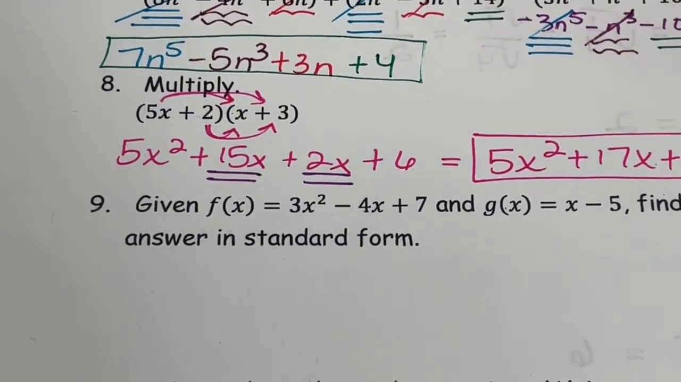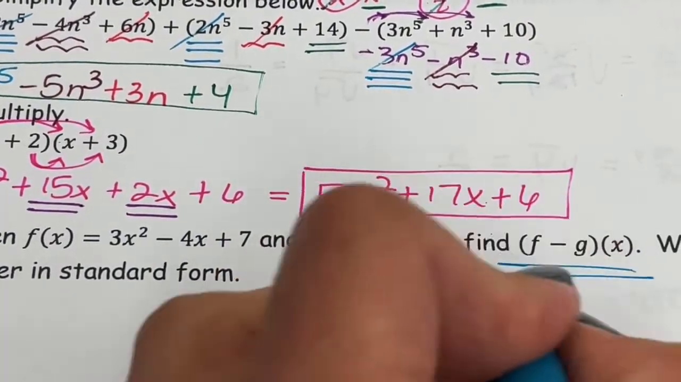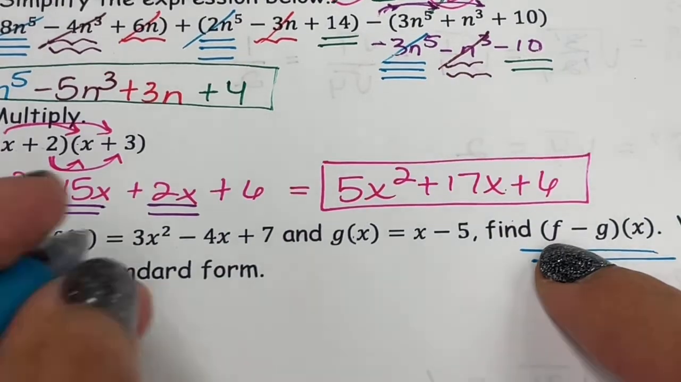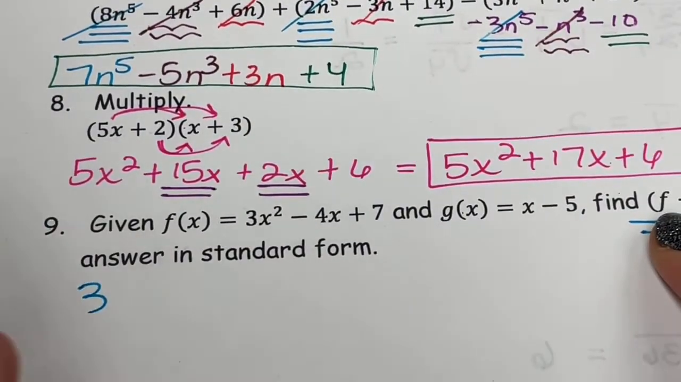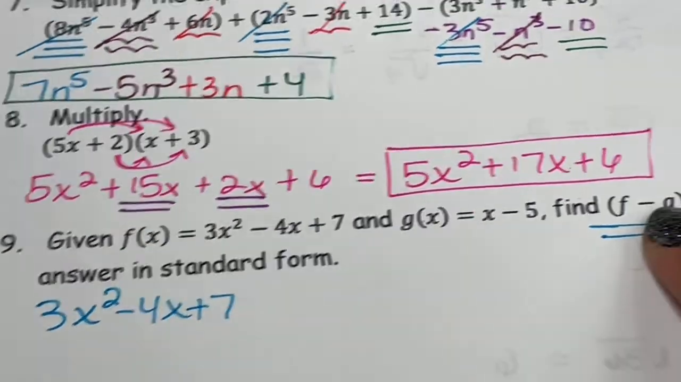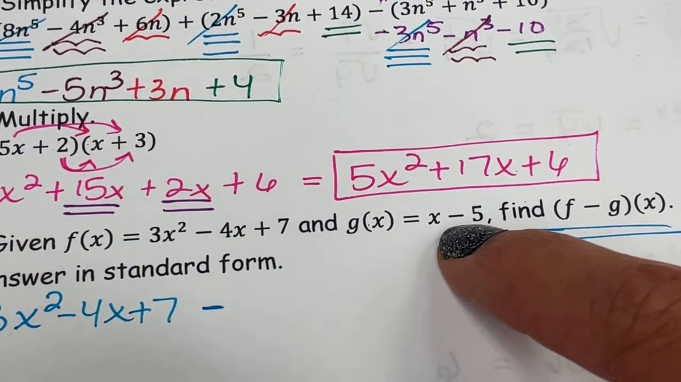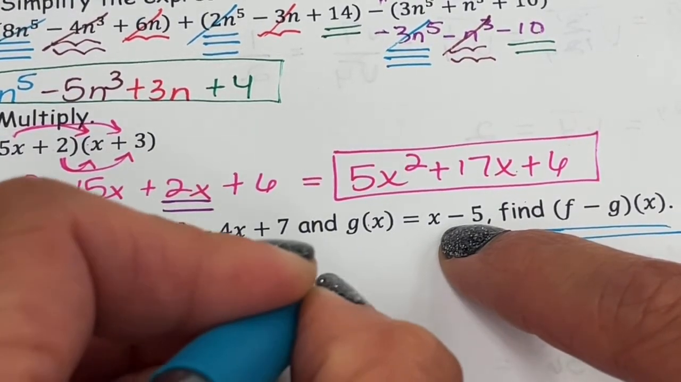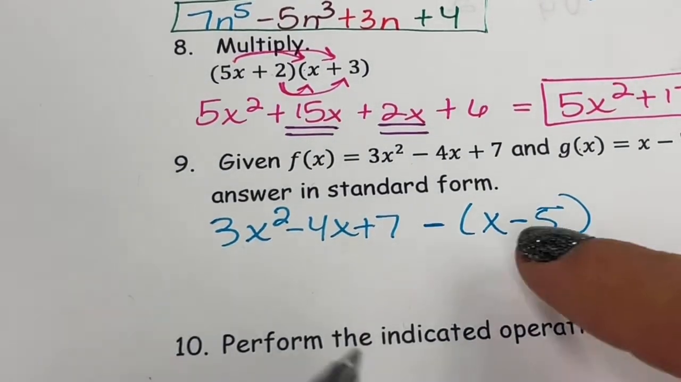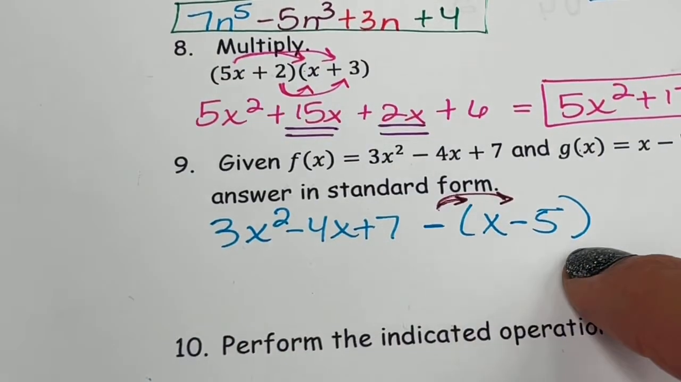Number 9, we're given f of x and g of x. We need to find f minus g of x. Write your answer in standard form. So we have to take the f function, 3x squared minus 4x plus 7, and subtract from it the g function. So since I'm subtracting and the g function is 2 terms, we gotta make sure to put that in parentheses, because remember, when we are subtracting, we're not just subtracting one thing, we're subtracting 2 things, so that negative needs to get distributed.